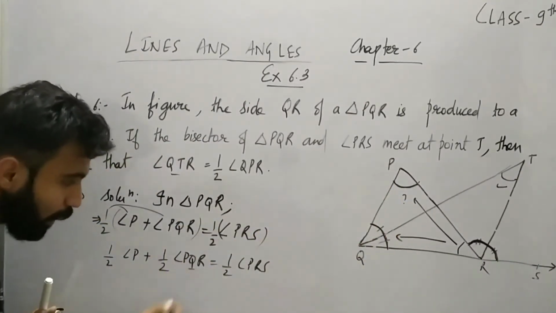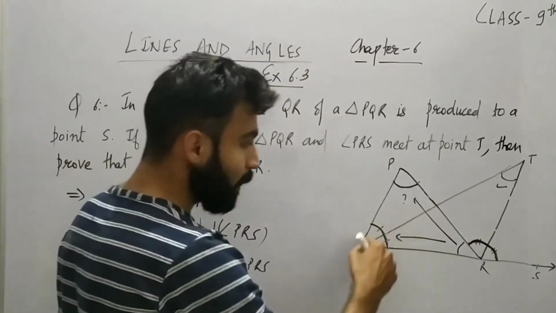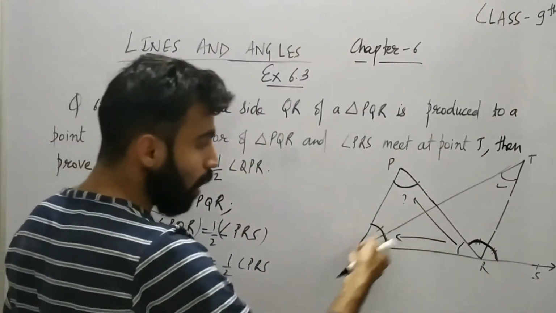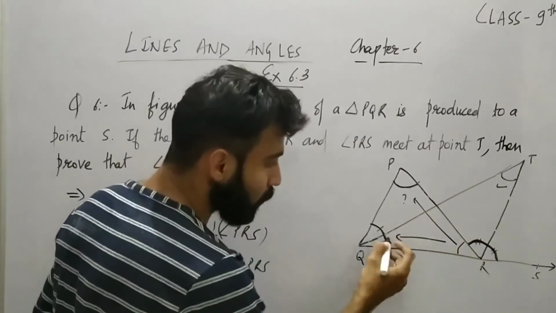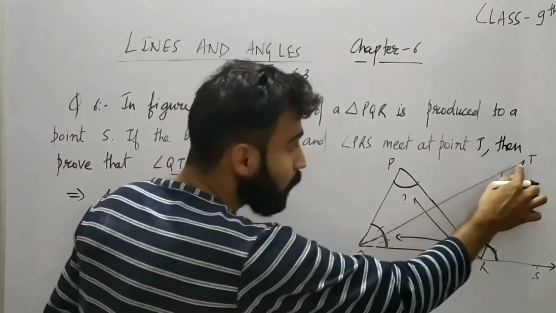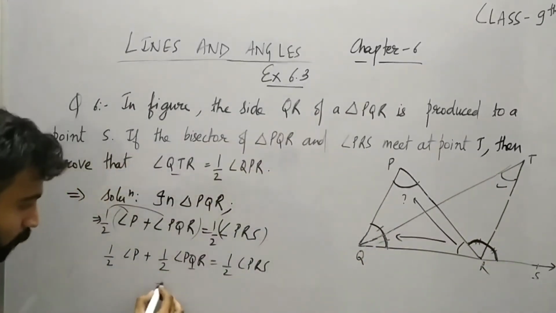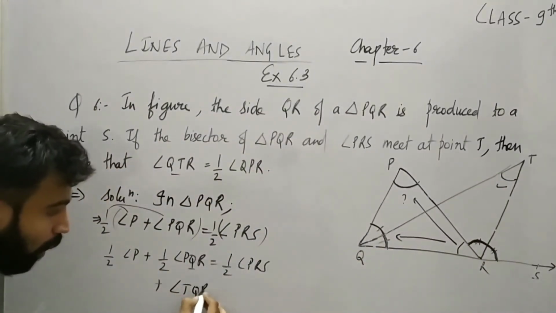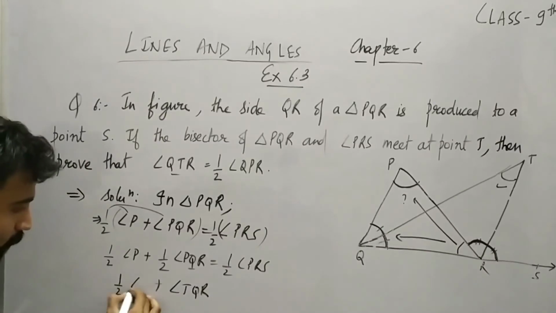Now what is the half of angle Q? You can see PQR. This was the angle. So half of angle PQR is TQR. You can see this is the half of the complete angle. So we can write the half of PQR as TQR, right? Let me just write that, angle TQR, and here as it is half angle P.